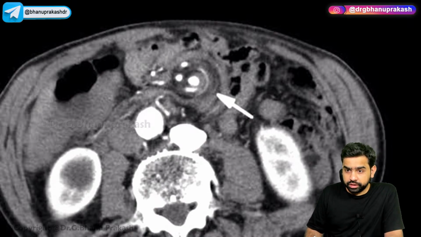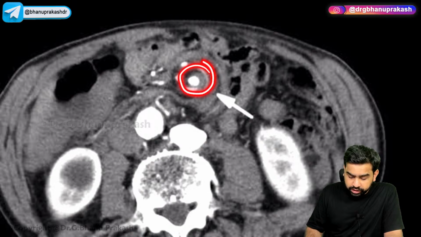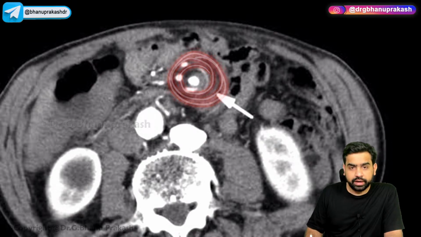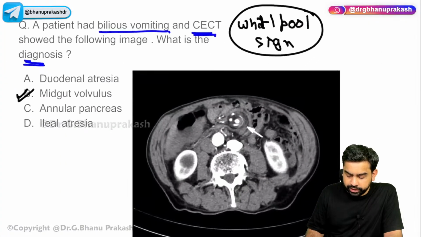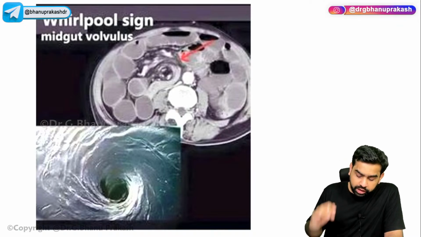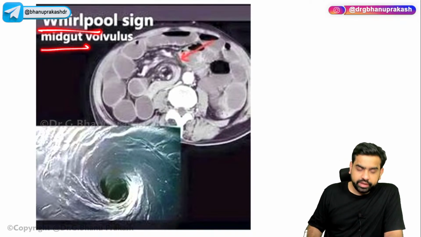This is your mesenteric artery, and the intestines are basically wrapping around this mesenteric artery, and this is what is referred to as your whirlpool sign. So centrally what we have is a mesenteric artery, and surrounding this you have the intestine which is wrapping around it. So this is your whirlpool sign. Please try to understand this point, the whirlpool sign in midgut volvulus.